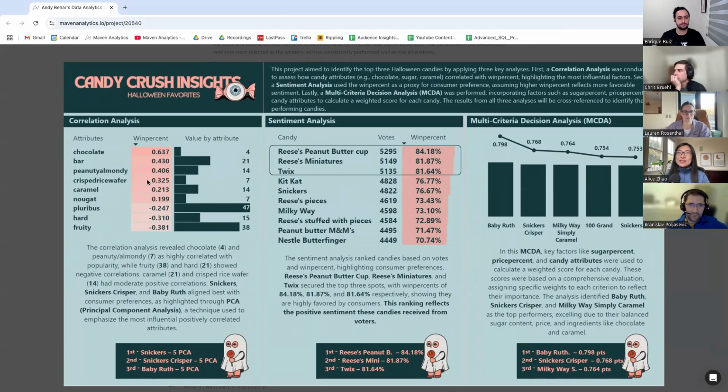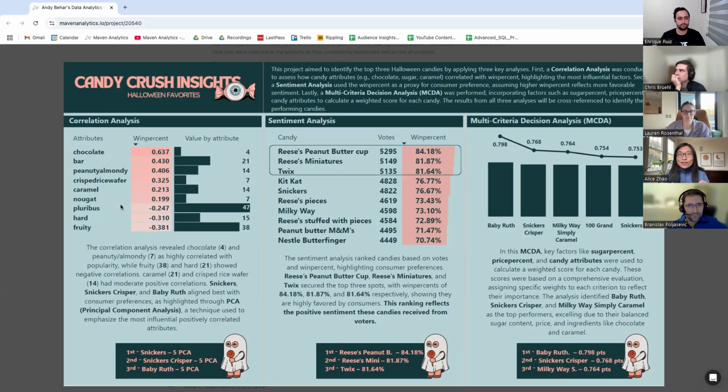And for this section, I thought it was pretty interesting when he looked at the top attributes associated with high win percentages. You can see that chocolate candy bars and peanutty almondy candy, they all end up at the top. So I thought that was a really nice visualization to show that.